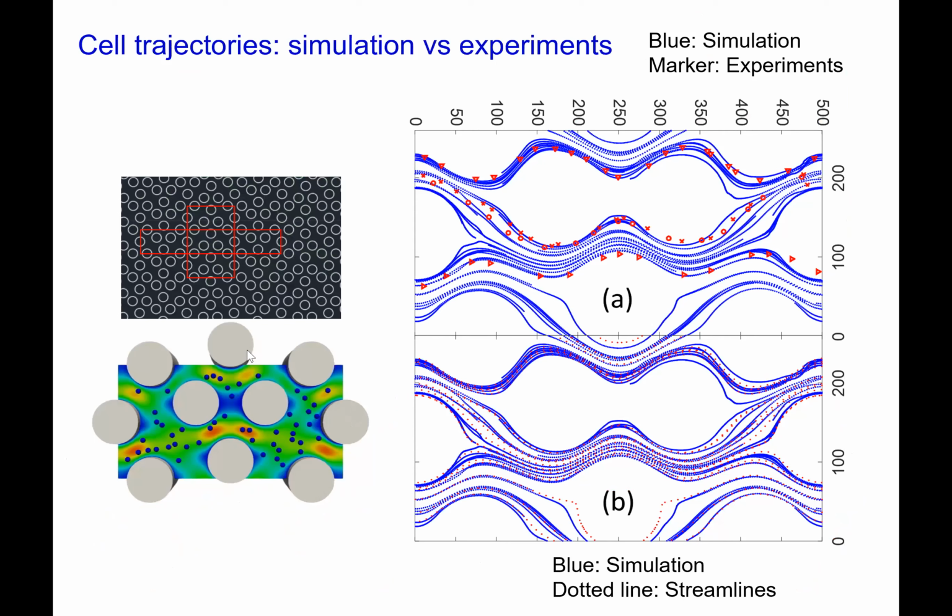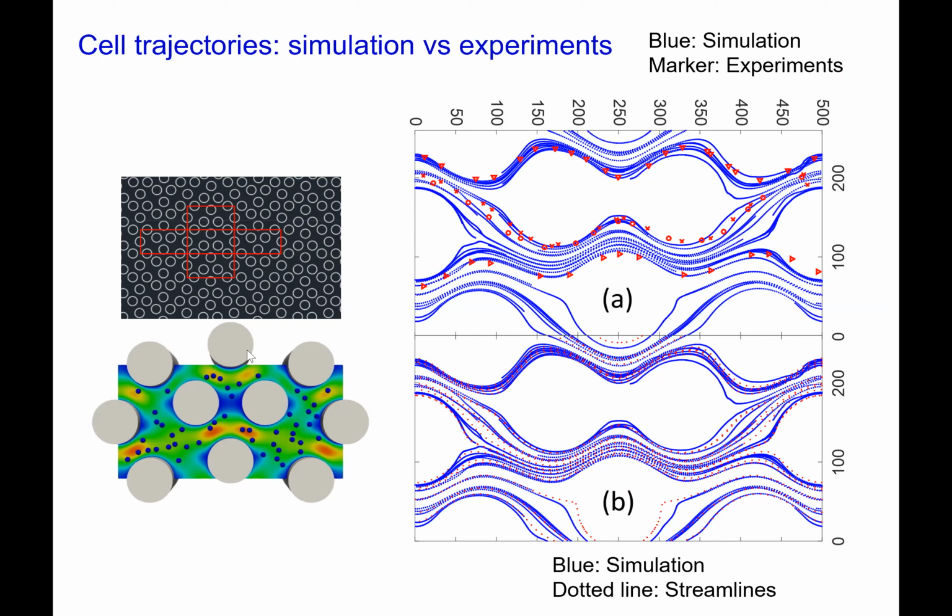The first thing we checked is the cell trajectory in simulation and experiments. The top figure on the right shows the cell trajectory in the microfluidic device experiment, shown in different markers, and the blue line shows the trajectory from the simulation. The bottom shows the trajectory from the simulation for the cells, as well as the streamlines.